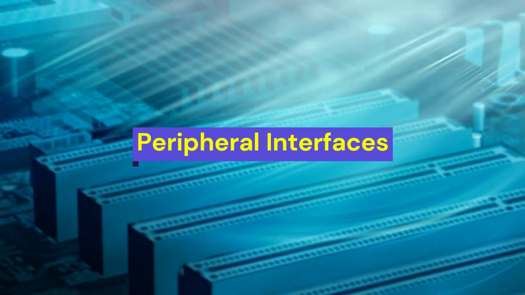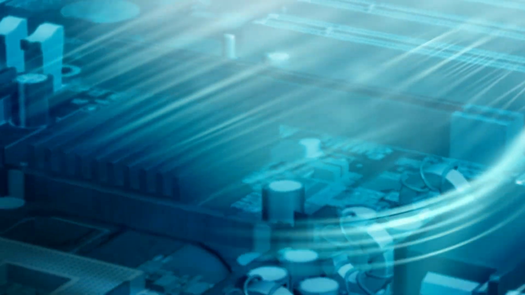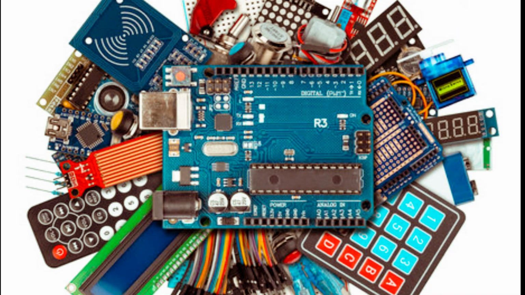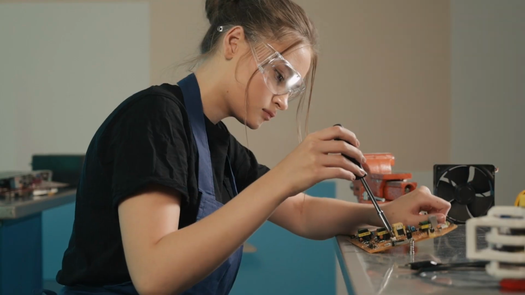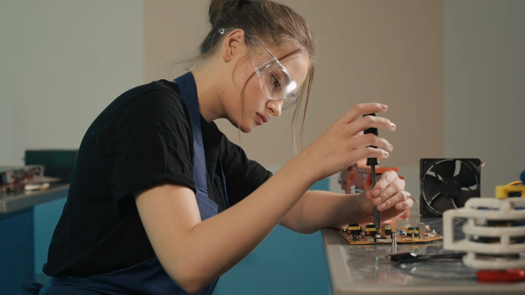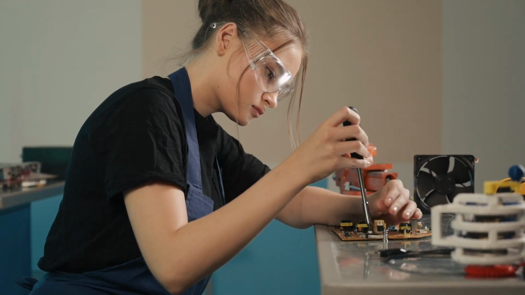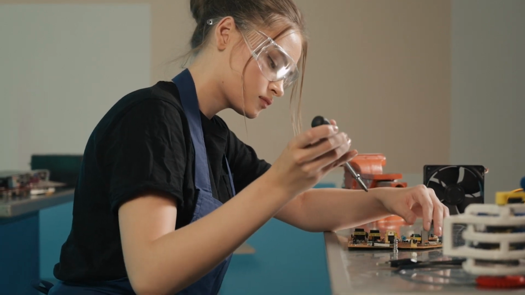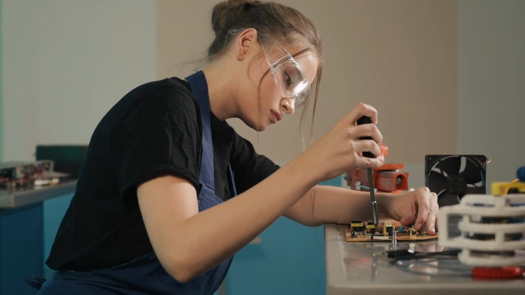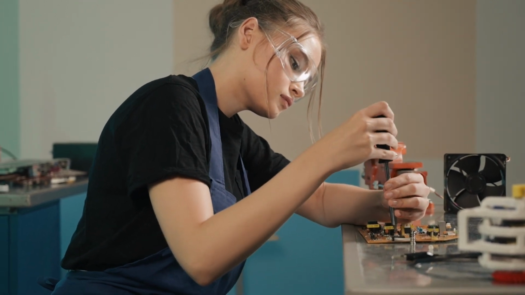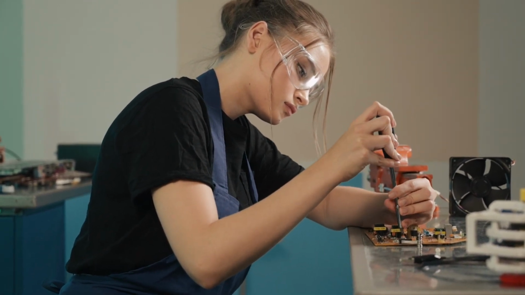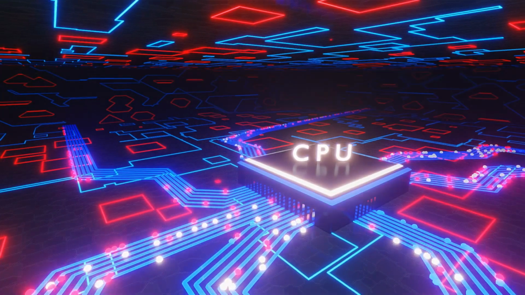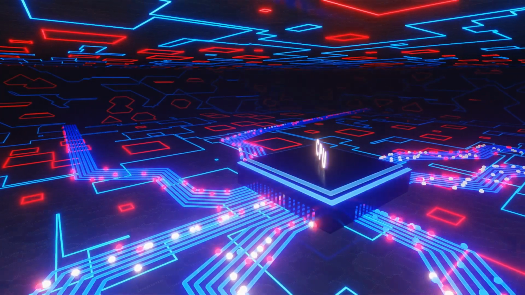Peripheral interfaces. Peripheral interfaces facilitate communication between the embedded system and external devices, such as sensors, actuators, displays, and communication modules. Common peripheral interfaces include GPIO (General Purpose Input-Output) pins, UART (Universal Asynchronous Receiver Transmitter), SPI (Serial Peripheral Interface), I2C (Inter-Integrated Circuit), CAN (Controller Area Network), USB (Universal Serial Bus), Ethernet, and more.